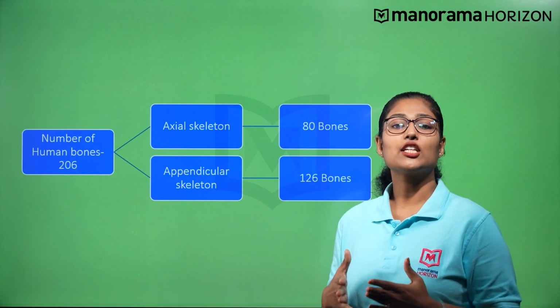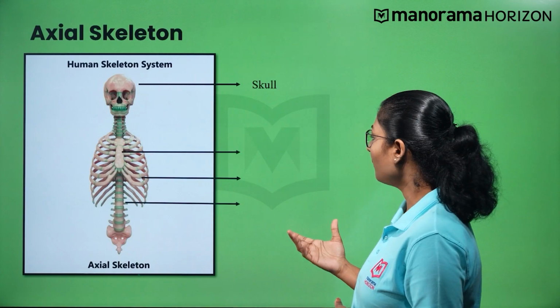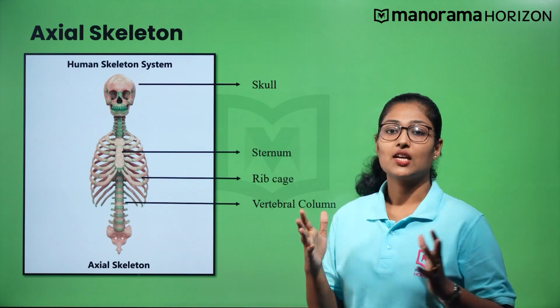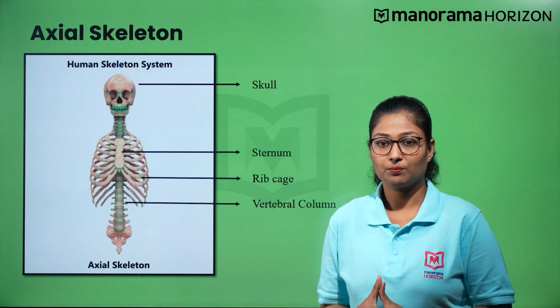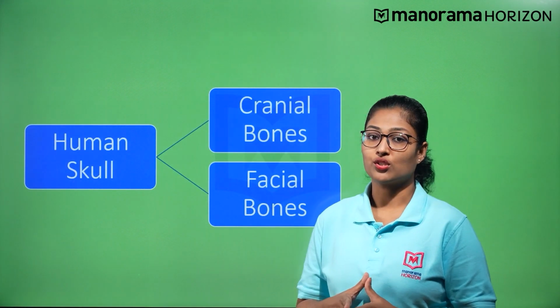Come, let us try to list the axial skeletons one by one. The skull, the vertebral column, the sternum, the rib cage or the thoracic cage belongs to the axial skeleton. First, let us learn more about the skull and the arrangement of bones in it. A human skull comprises 22 bones. We can classify the human skull into cranial and facial bones.